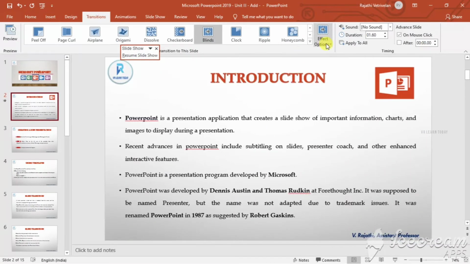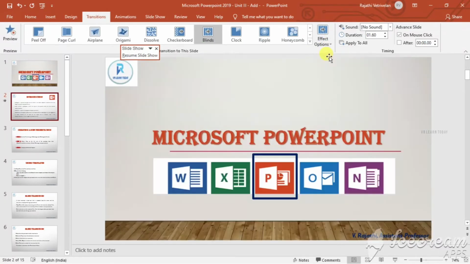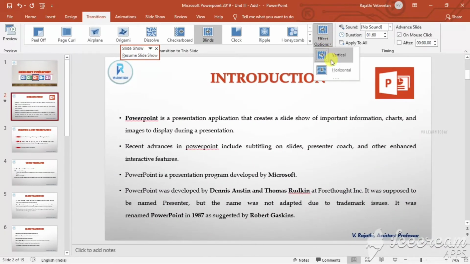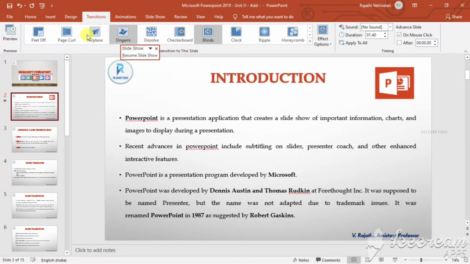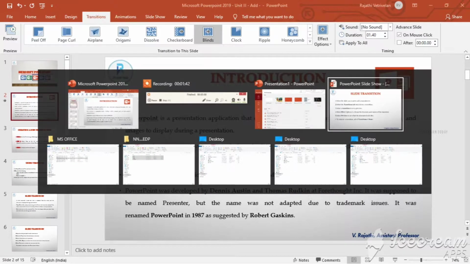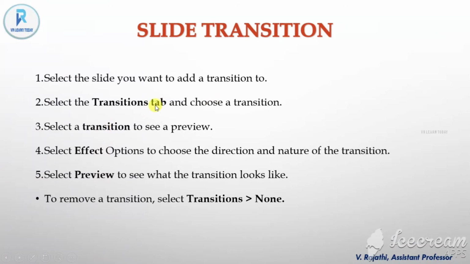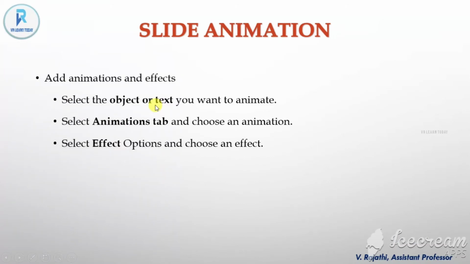See, here you can choose vertical bar, or if you want, horizontal bar. Okay, so this is the slide transition. And then we are going to discuss now slide transition, and this is slide animation.